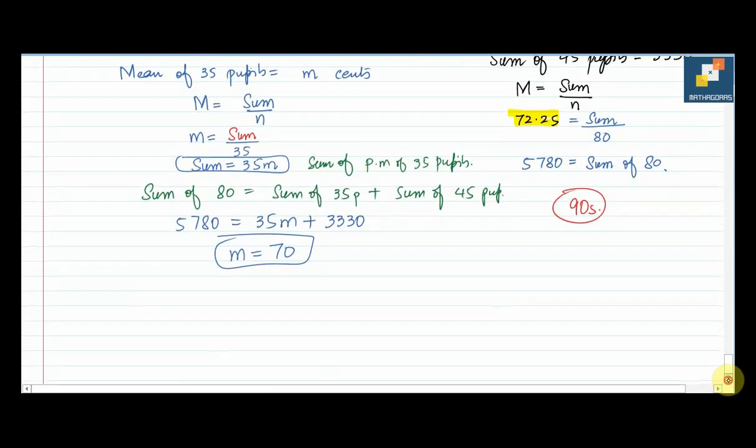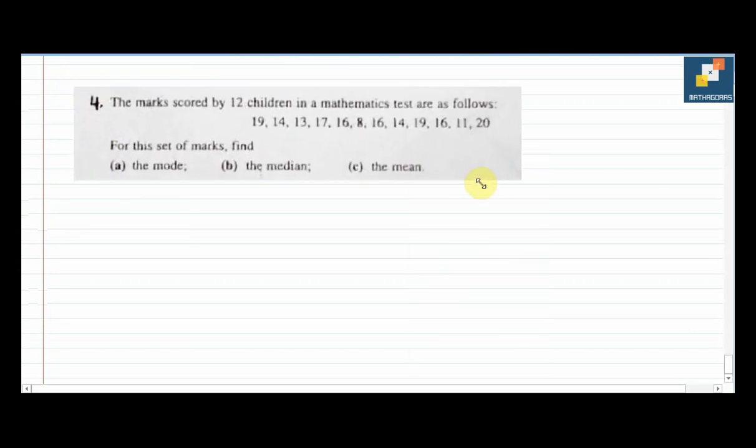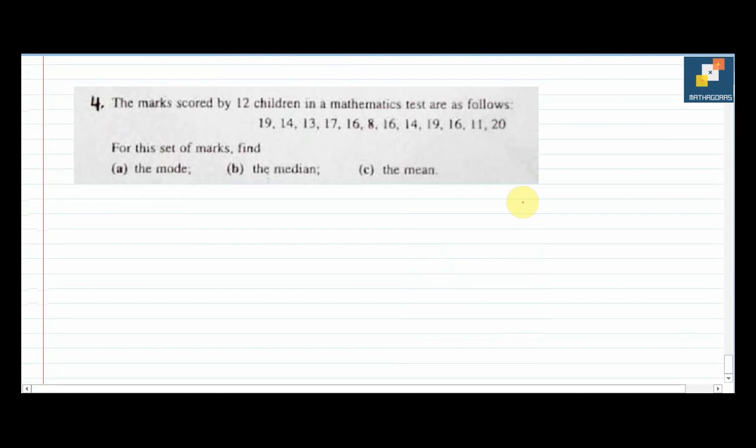Alright, so it's question number 4 from your worksheet. An easy question similar to question number 2 we had done before question number 3. It's ungrouped data. The marks scored by 12 children in the mathematical test are as follows: 19, 14, 13, 17, 16, 8, 16. So I think that is a very easy question. So what you need to do, you need to try this question as your homework. We know how to find mode, we know how to find median from ungrouped data, and we know very well how to find mean of ungrouped data. So I think that it is quite enough for today's class.